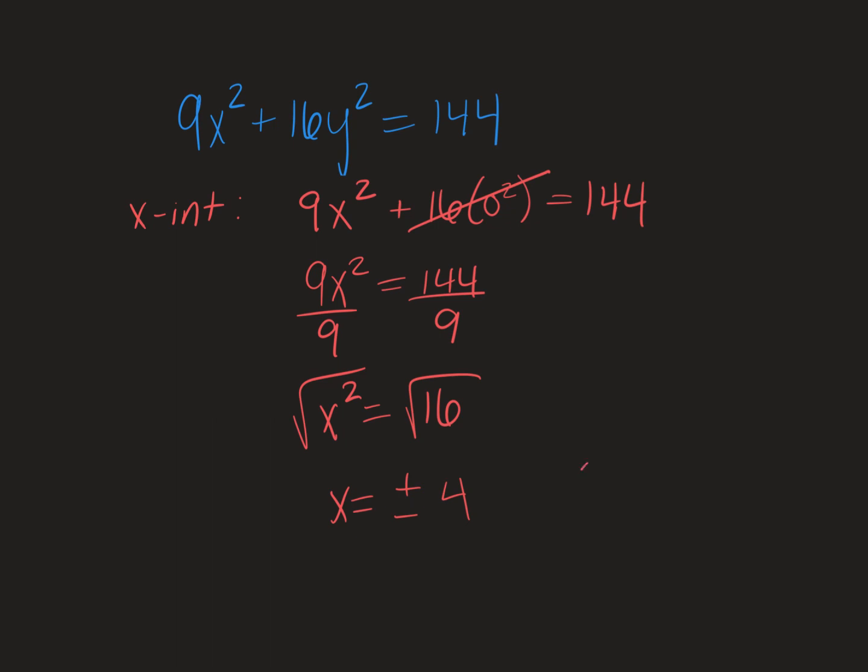So our two x-intercepts. Remember, that means we have one at (4, 0) and one at (-4, 0). Why did you cross out the 16? I didn't. Oh, because you're multiplying by 0 squared, which is just 0. It goes away. Why is 144 divided by 9 a square root? No, it's just 16, and then you take the square root of both sides.